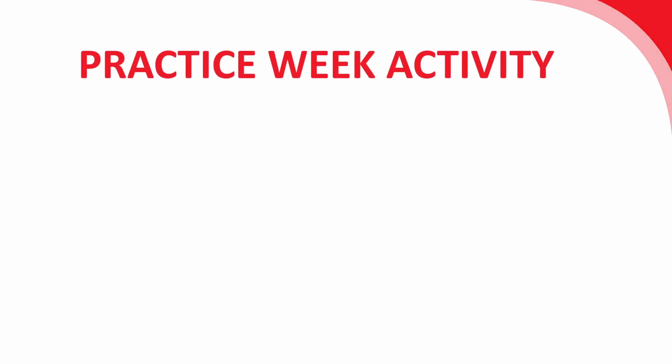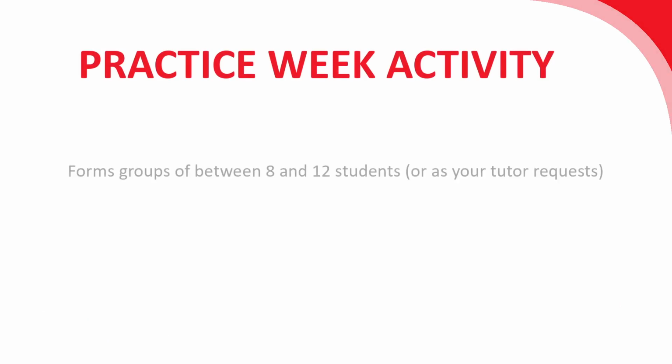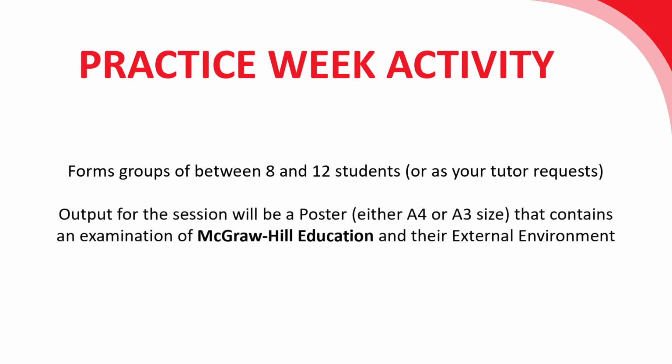So what we need in terms of groups is ideally groups between 8 and 12 students. However, depending on the size of the different cohorts for this unit, your tutor may have a different form of group for you. Once you have your groups, the output that we're going to be producing is going to be a poster. So either A4 or A3 size poster, which is focused on a particular company, in this case McGraw-Hill Education, and an analysis of their external environment.